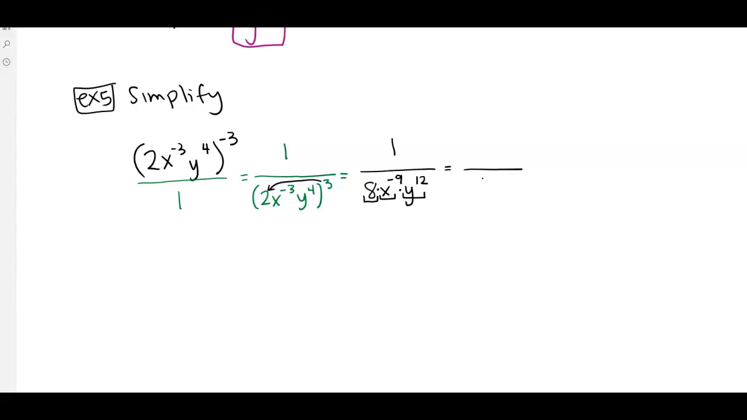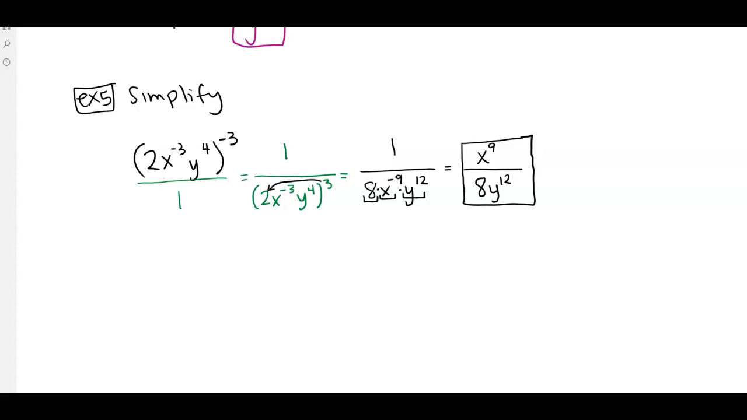That's kind of tricky. So the 8 stays downstairs, but that x to the 9th goes upstairs, right? And then that y to the 12th is perfectly happy downstairs. So this is what we would end up with. Let me take your questions, because that one's kind of tricky. Does everybody see why these guys are separate from each other, so we have to flip them separately? That makes sense?